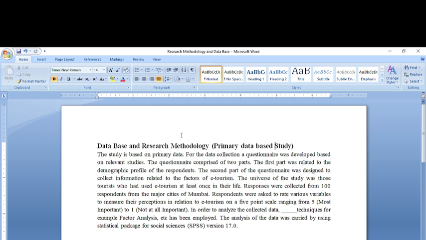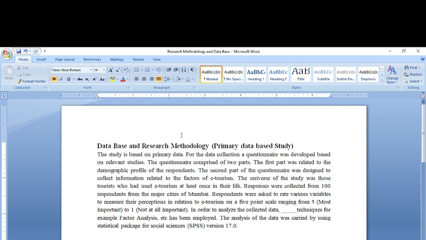For the data collection, a questionnaire was developed based on the relevant studies. That is, I've framed a questionnaire based on the review of literature. And the questionnaire comprised of two parts. The first part of the questionnaire was related to the demographic profile of the respondents, whereas the second part of the questionnaire, for example, my study is on e-tourism and I want to find out the factors that affect the perception of tourists regarding e-tourism.